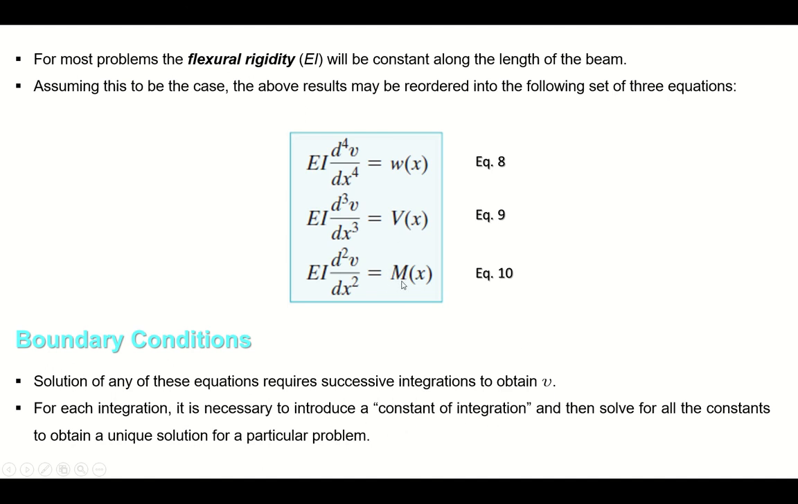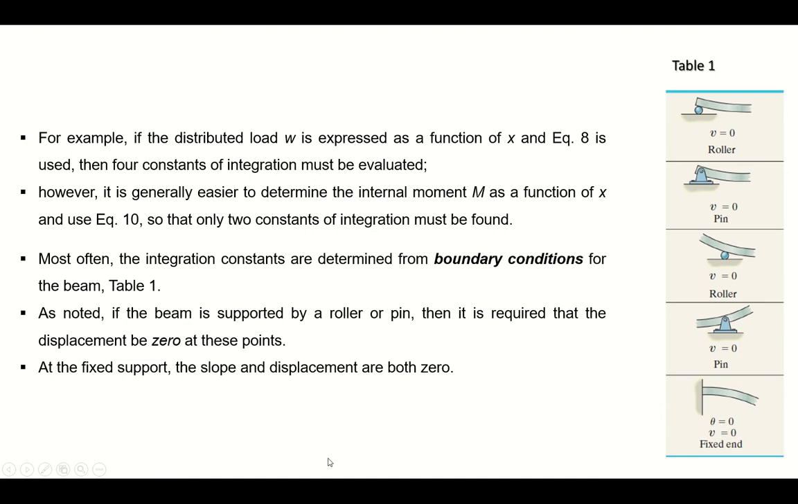If you are using the moment equation, you will need to integrate this equation 2 times to remove this differential. To solve the shear equation you need to integrate it 3 times, and to solve this equation you need to integrate it 4 times. So if you integrate it 4 times you will get 4 constants whose values you need to find out, right? So constants of integration will be introduced and then you solve for all the constants to obtain a unique solution for a particular problem, right?